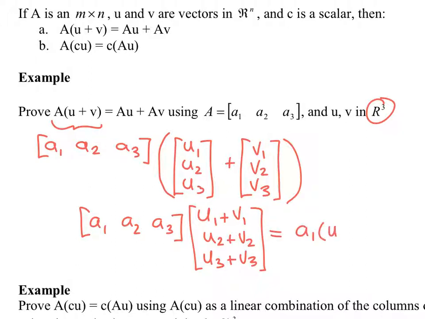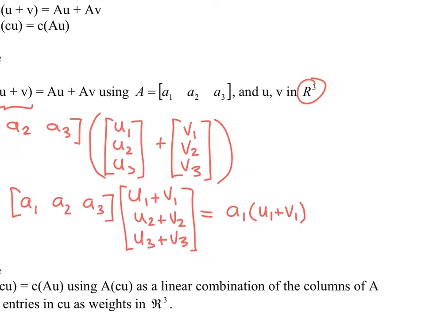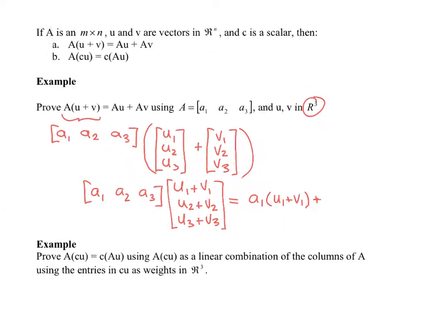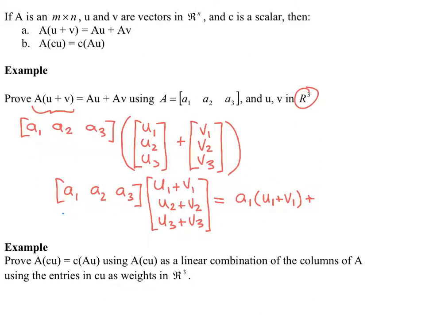multiplying it by U1 plus V1, plus, because this is a 1 by 3 and a 3 by 1, so the final result should be a 1 by 1. I'll just make a note of that, because we're multiplying here. This is a 1 by 3, 3 by 1. So the result should be 1 by 1.